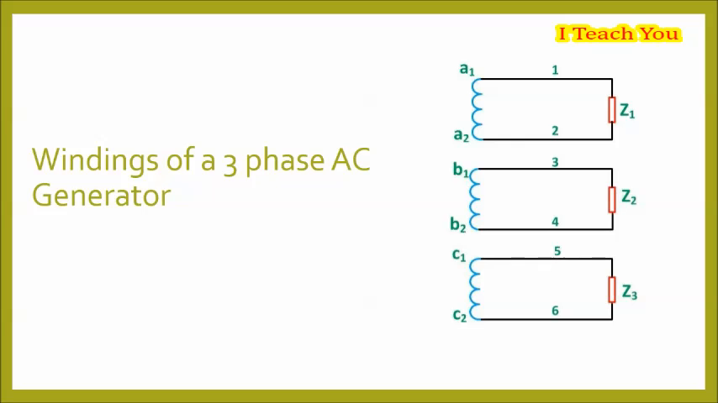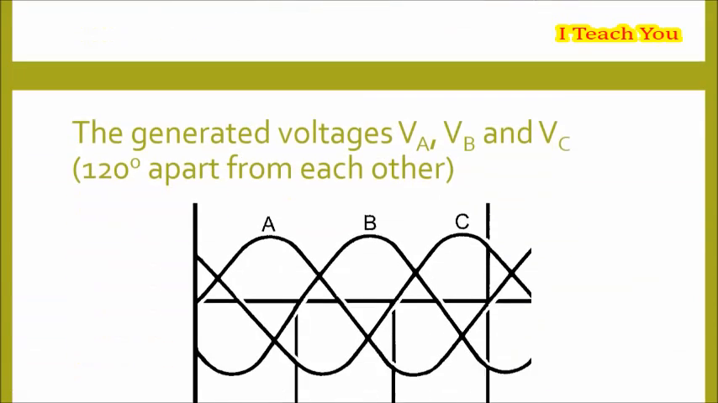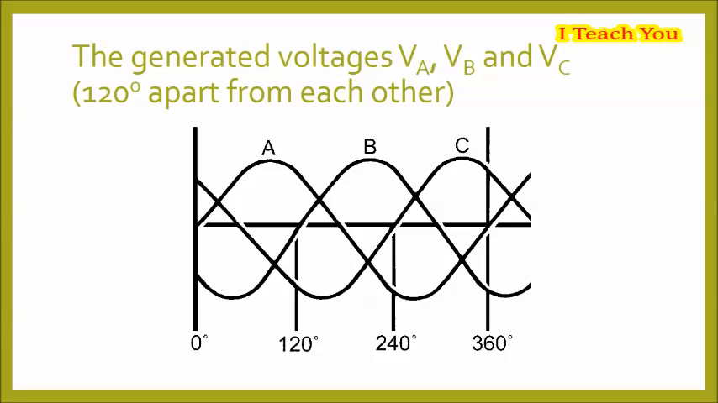The interconnection of the windings of a three-phase system can be done in the following two ways: star or Y connection and mesh or delta connection. The generated voltages VA, VB and VC, 120 degrees apart from each other, are as shown in the graph.